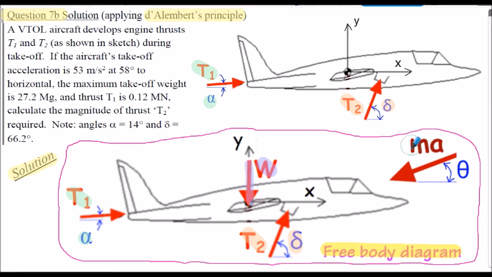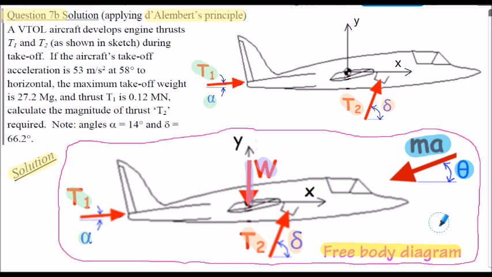And because we're applying D'Alembert's principle, we must also include the inertial force, shown here MA, on our free body diagram, acting at angle theta to the horizontal. And it's drawn in the opposing direction to the change in motion. The aircraft is essentially taken off from left to right, so the inertial force is opposing this change in motion. So this is the free body diagram for question 7b.